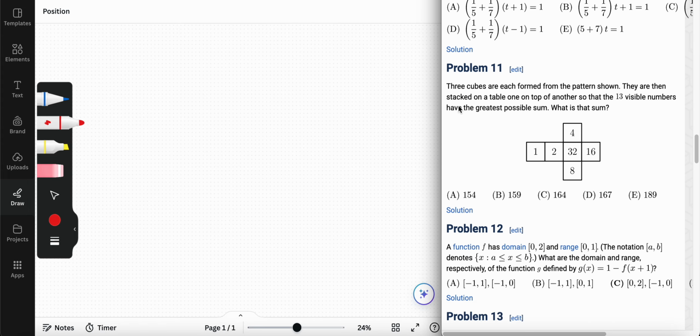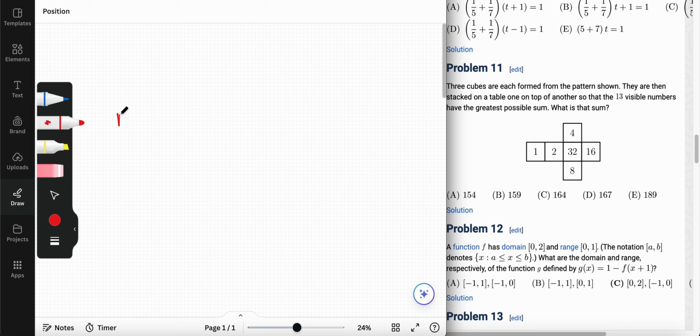Okay, problem 11. 3 cubes are each formed from the pattern shown. They are then stacked on a table, one on top of another, so that the 13 visible numbers have the greatest possible sum. What is that sum? Okay, so first we'll draw 3 cubes.